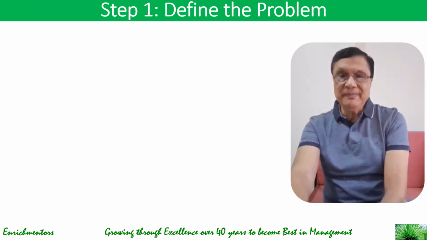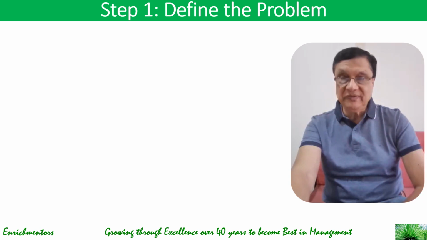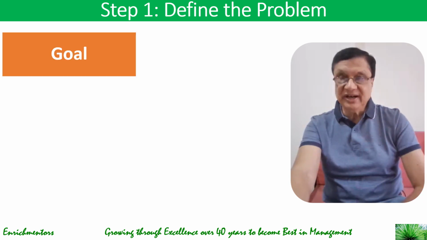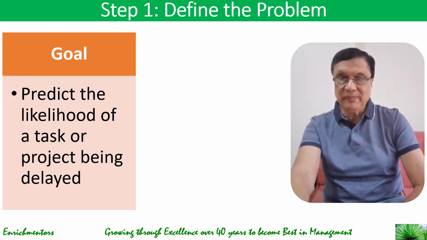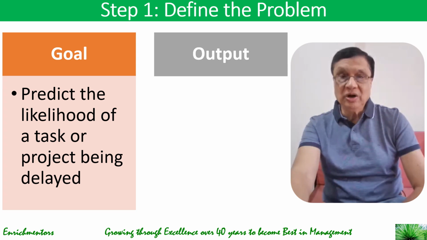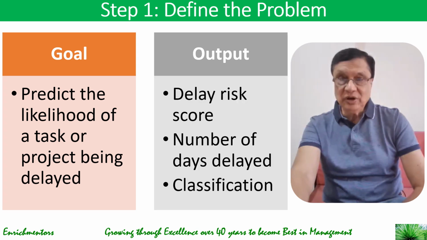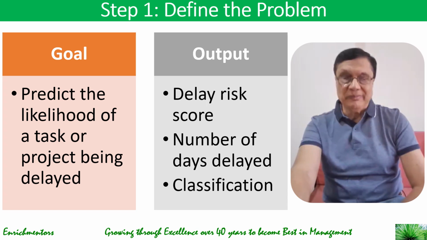So the first obvious step is to define the problem. There you need to define what your goal is, what it is that you want to achieve, which could be predicting the likelihood of a task or a project being delayed in terms of a binary, yes and no, or in terms of regression, how much delay will happen. So you could choose one of those two goals, and the output that you want from the machine learning model is a delay risk score, number of days delayed, or simple classification. So you need to define your problem first in terms of goals and output.